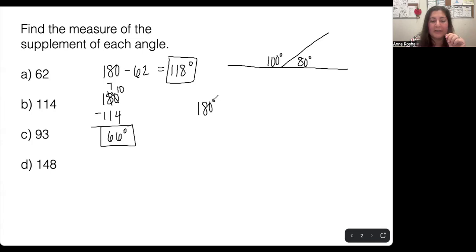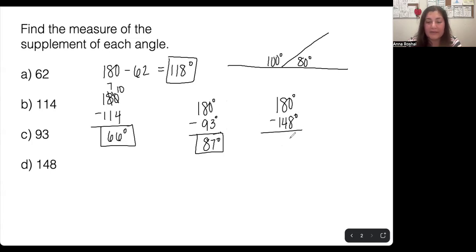Then I have 180 degrees minus 93. This is kind of nice because I know 180 minus 90 is 90. So then 90 minus 3 is going to be 87 degrees. And then 180 minus 148. They could also ask you, instead of supplements, complements. Sorry, this is going to be 32 degrees.